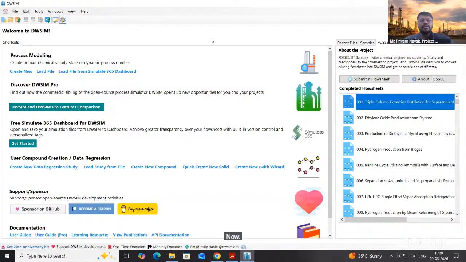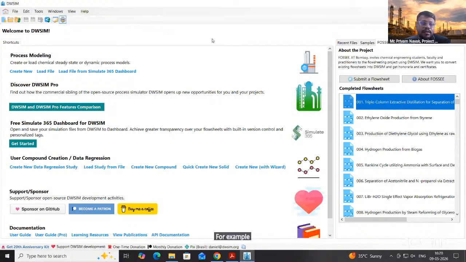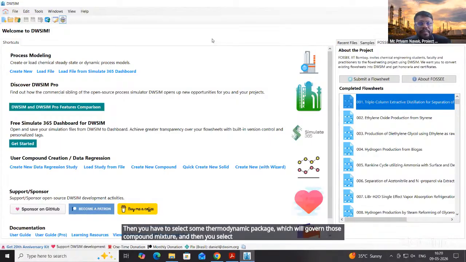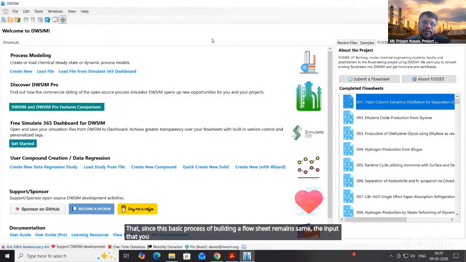Now, coming to the demonstration part, when you have to build a process flow sheet, the steps that you go through are typically the same in every process simulation software. For example, to begin with, you have to select certain compounds. Then you have to select some thermodynamic package which will govern those compound mixtures. Then you select a system of units, and then you move on and build your flow sheet. This process remains the same throughout every process simulation software. And therefore, as I said earlier, since this basic process of building a flow sheet remains the same, the input that you give also remains the same through every software.